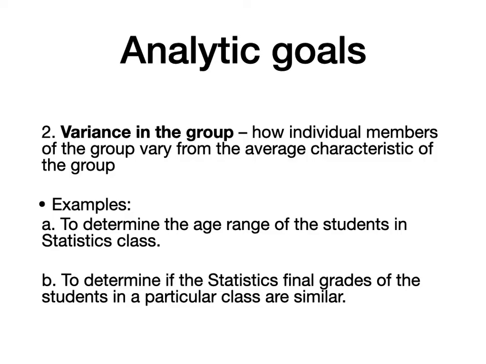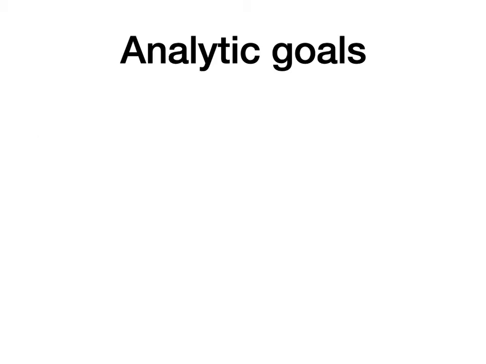Okay, another example. You would want to determine if the statistics final grades of the students in a particular class would be similar. Okay, so when you say similar, we mean to say they are consistent or the values are close to one another, or how varied the distribution of the grades of the students in statistics is. Okay, so your goal here is to determine the variance in the group.